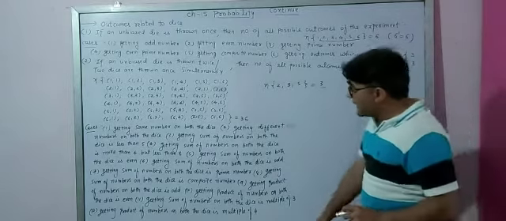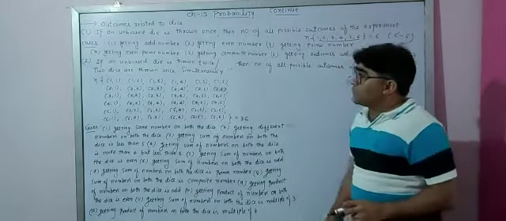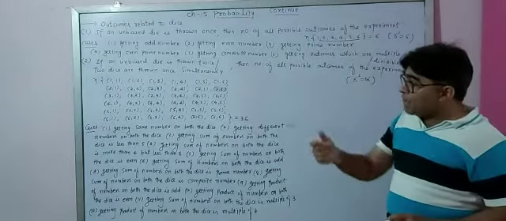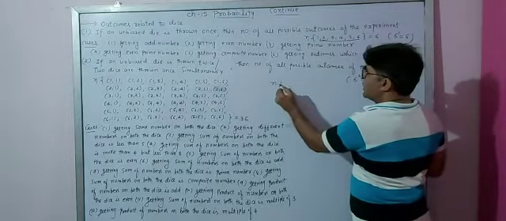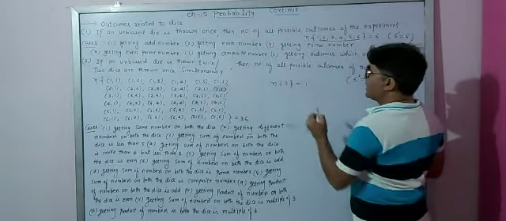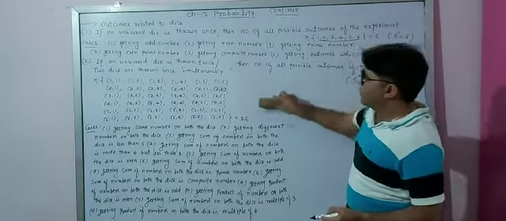Now the fourth case, getting an even prime number. It means the number which should be prime as well as even. So there is only 2 which is prime as well as even. It means there is only 1 outcome.